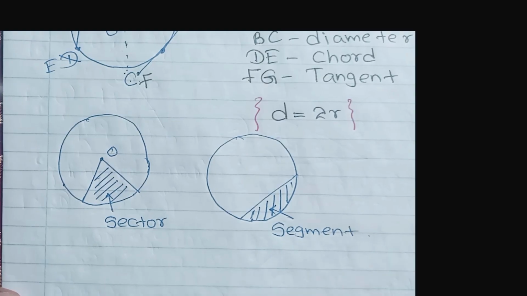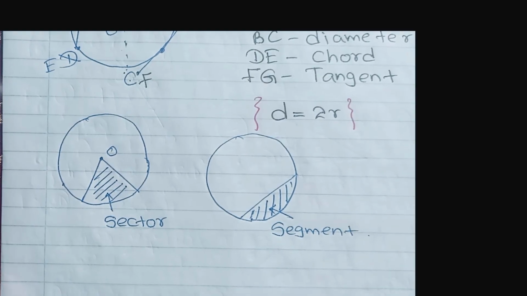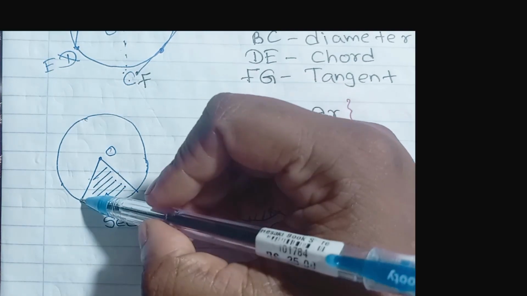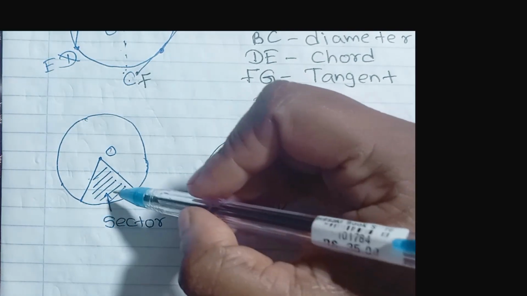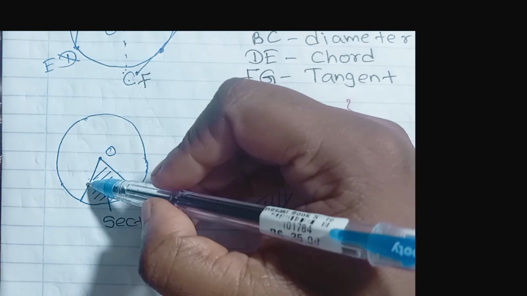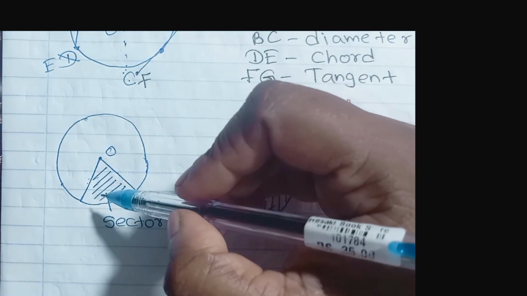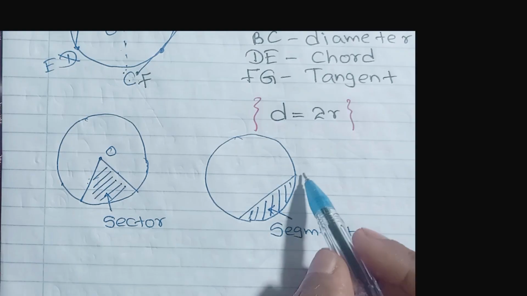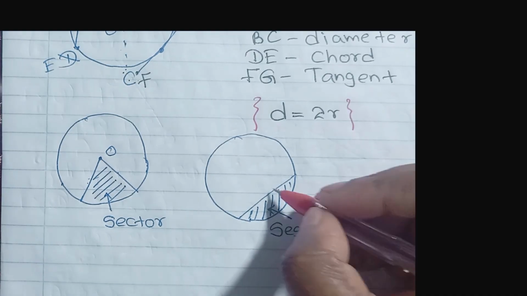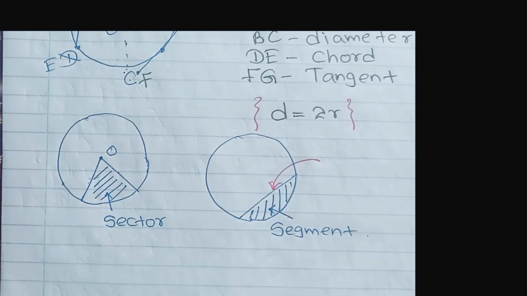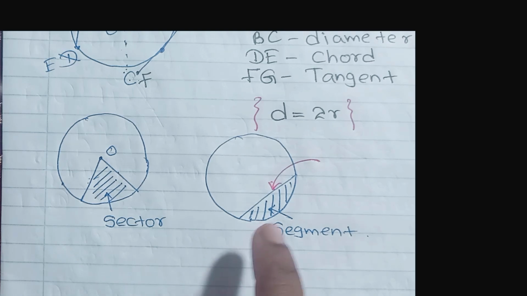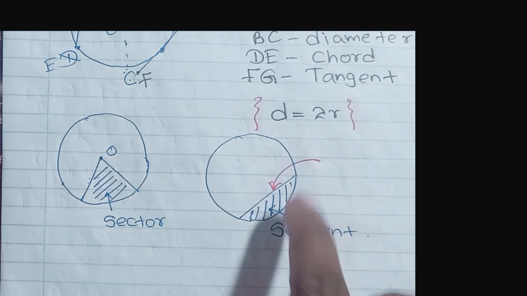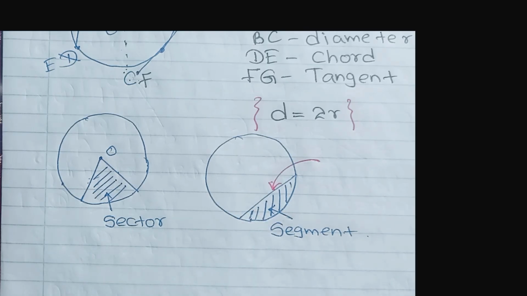Segment, right? So you need to clearly understand this. The region bounded with two radii and the arc is called a sector, and also the region bounded with an arc and the chord, right? This is the chord now. So you can understand the definition of segment like here: the region bounded with the chord and the arc is called a segment, right?